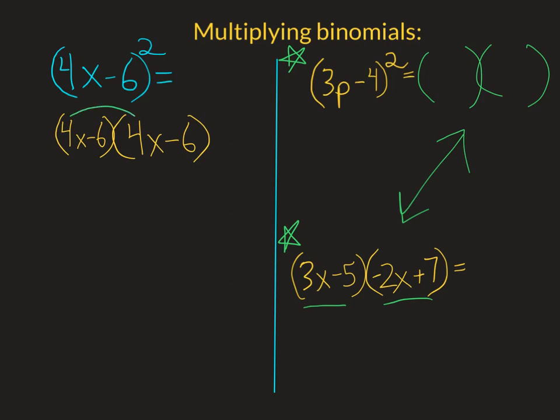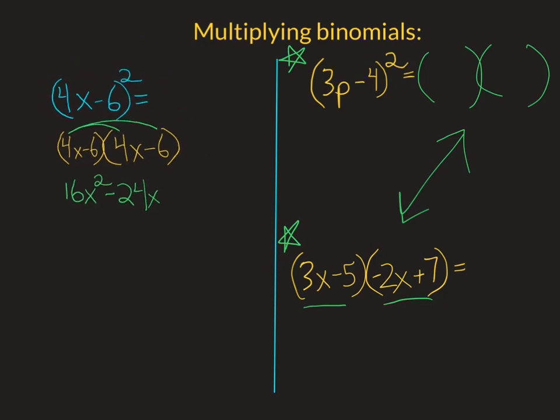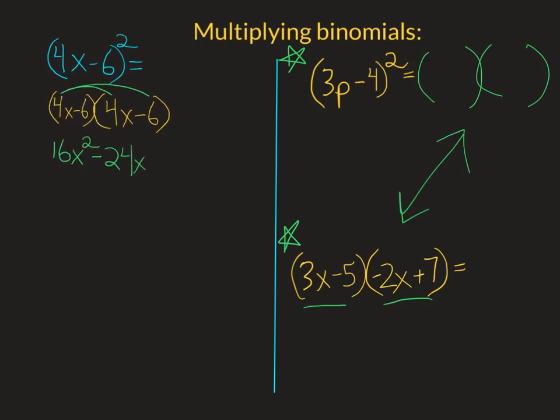Okay, F for first, O for outside. So I'm basically multiplying that first 4x with the other binomial. So I've got 4 times 4, 16. x and x is x squared. Then the 4x times the negative 6, minus 24, and don't forget the x. Let's shrink that down just a little. And now we'll do the other half.